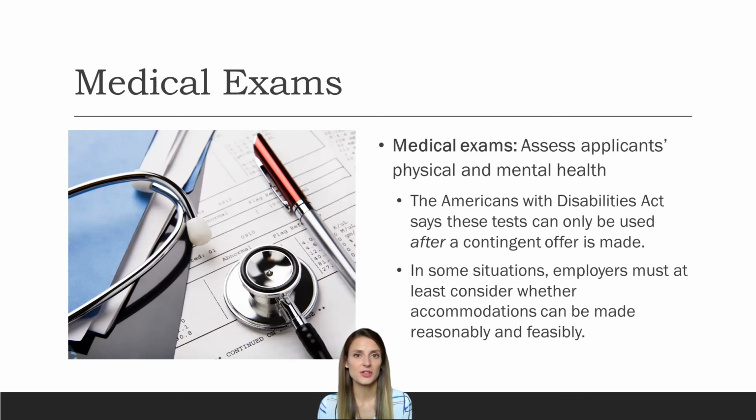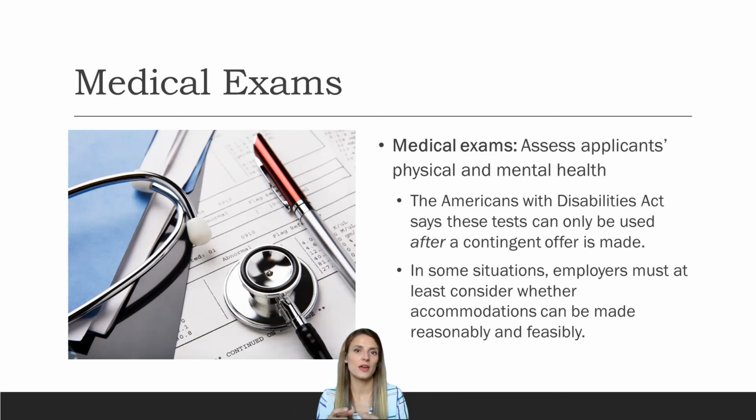Medical exams are used to assess physical and mental health. These are different from physical ability tests. Medical exams have to do with your health. We might check your cholesterol, your heart. We might conduct a psychological evaluation with a psychiatrist.